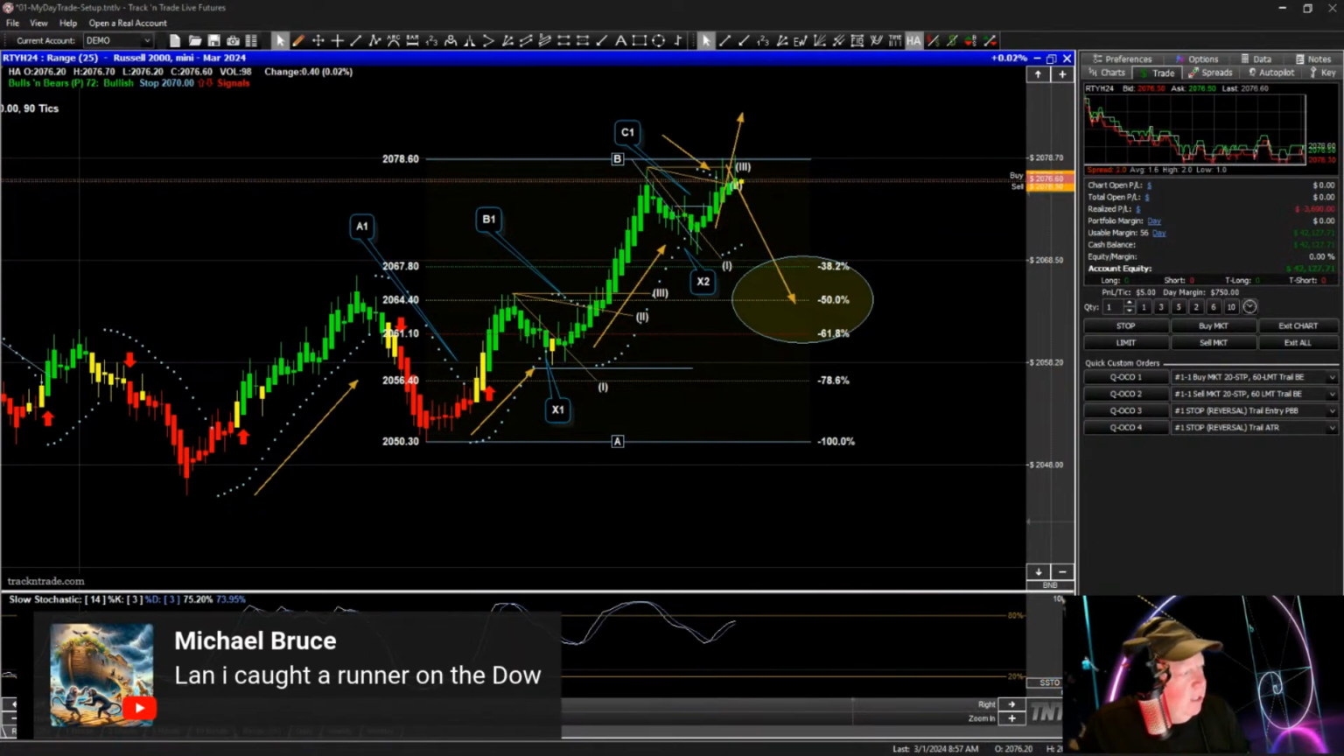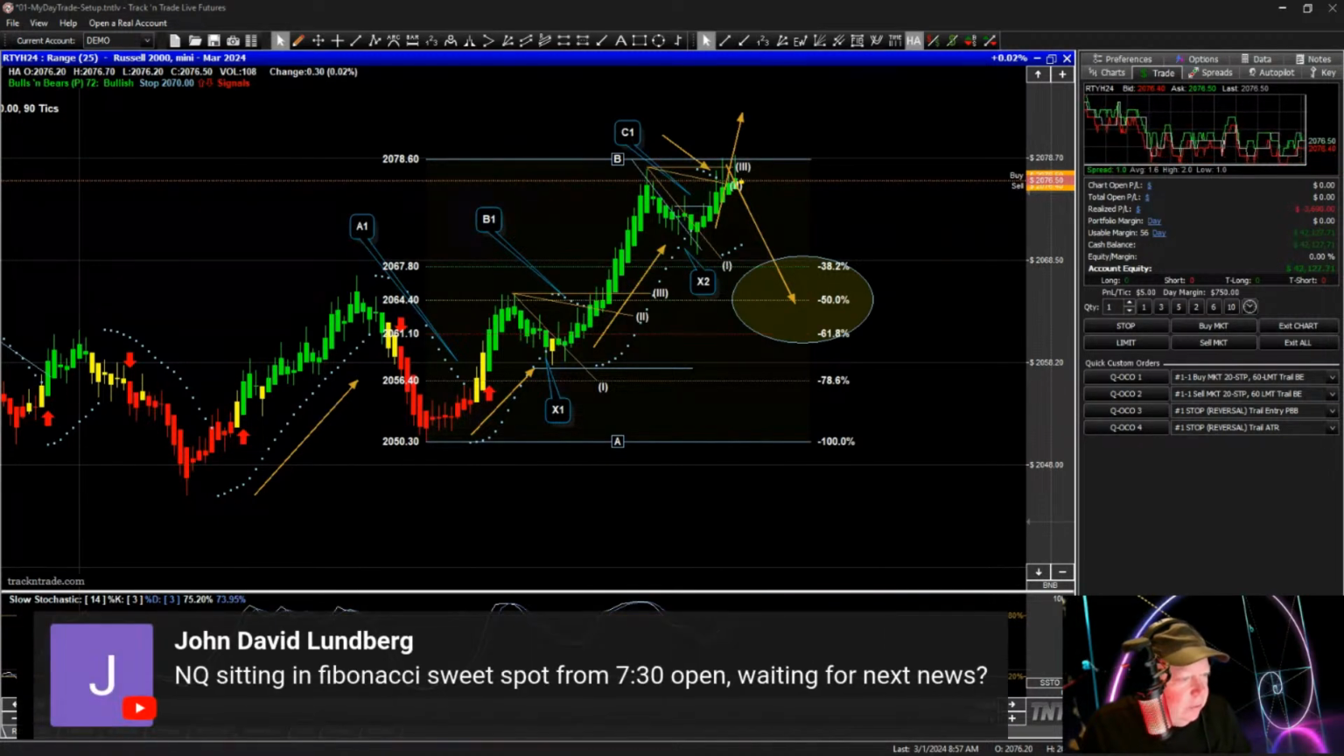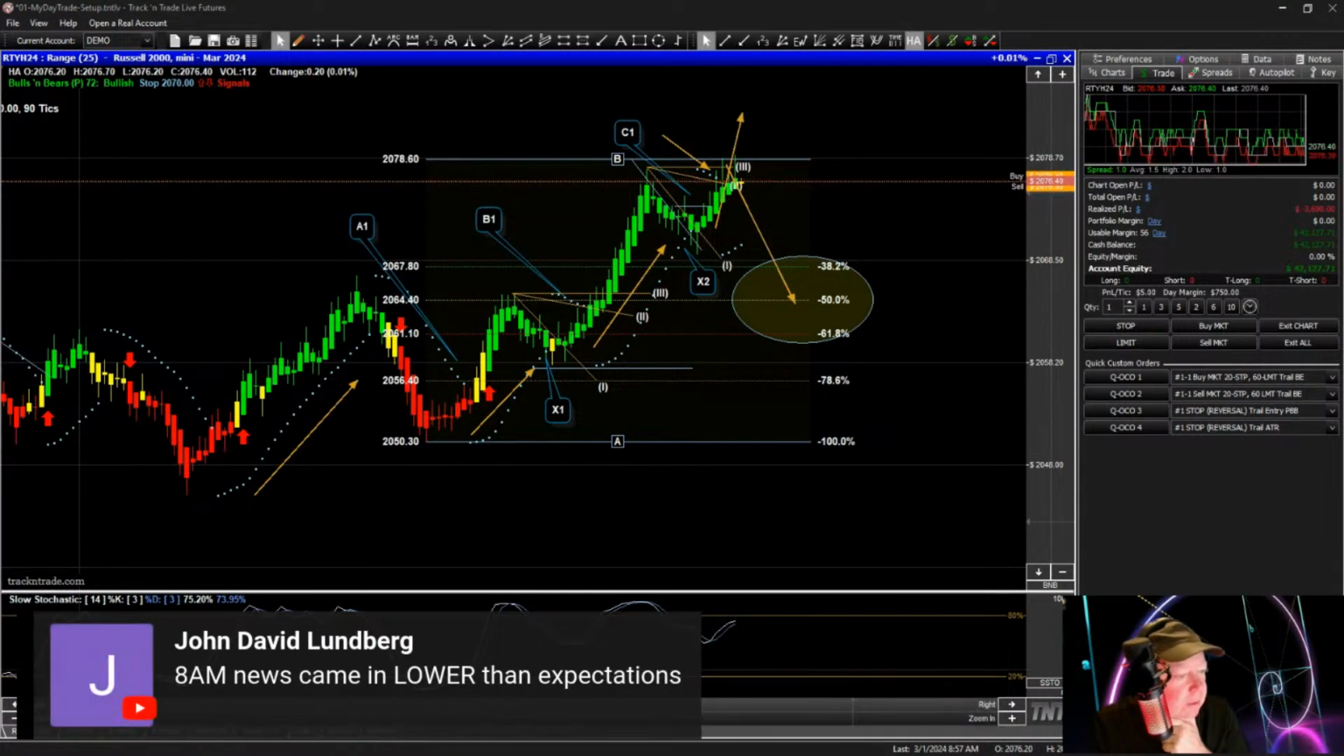Oh, Michael Bruce says he caught the runner in the Dow. Nice. Sweet. John David Lundberg said he's doing the same thing, waiting for it to come back to the sweet spot. Come down lower than expected.